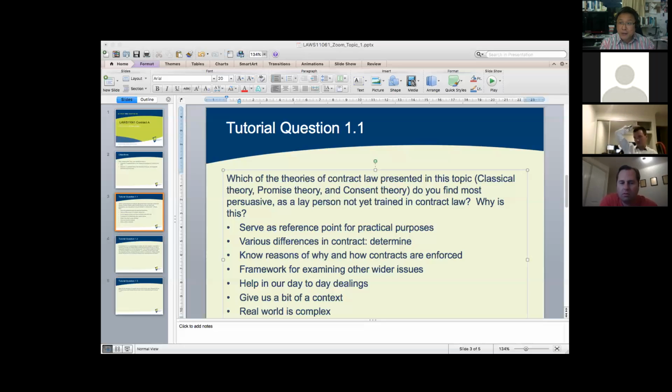Or what is the limitation of the common law system? There, from Martin. Okay, good. Thank you, Martin. So the common law system can be too harsh.